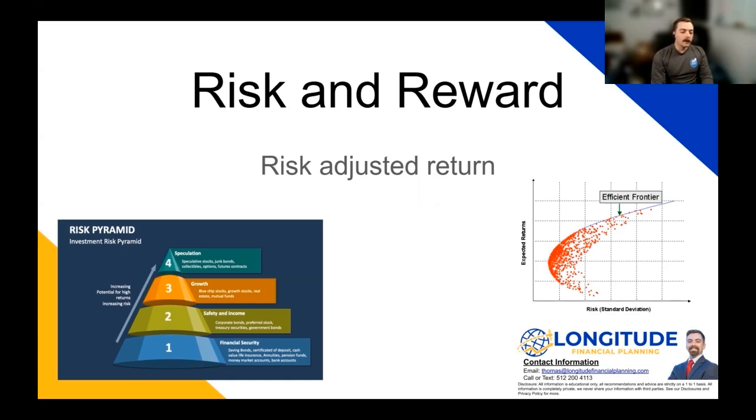It might fail. So this pyramid here, we see financial security, bonds, cash in a cash account, safety and income, right? Corporate bonds, other income generating assets. Growth. So this is a growth stock, like a tech company. Pick your tech company. Speculative stocks, options, speculation. And then this graph on the right, it's talking about modern portfolio theory, measuring risk and expected returns. It's found the efficient frontier where for a certain level of risk, you expect a certain level of return. No matter how much risk you're taking, there is only so much return assigned to that risk.